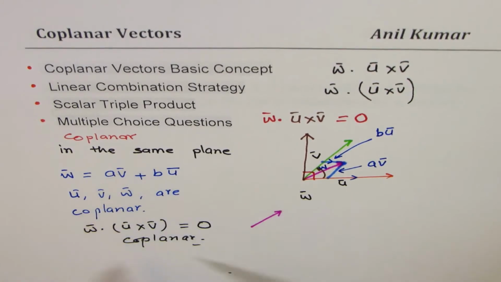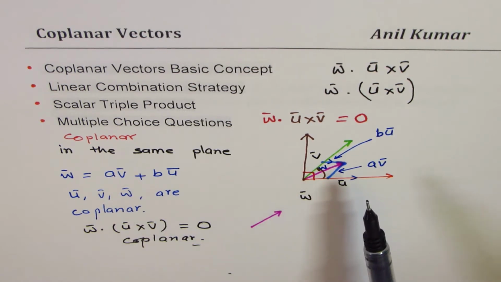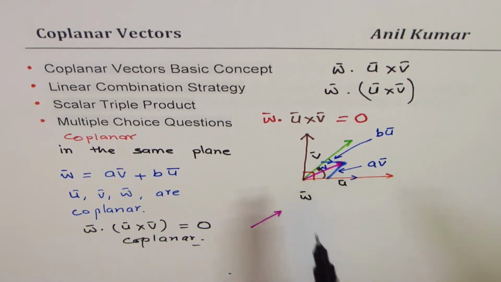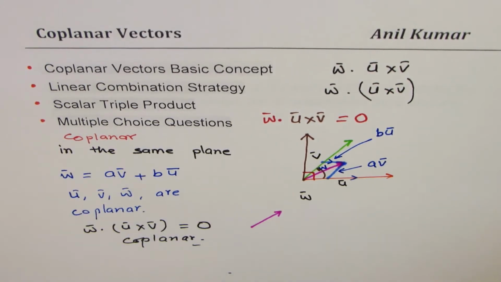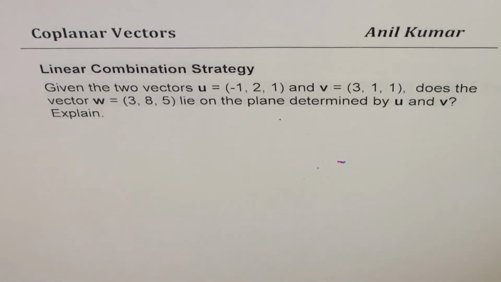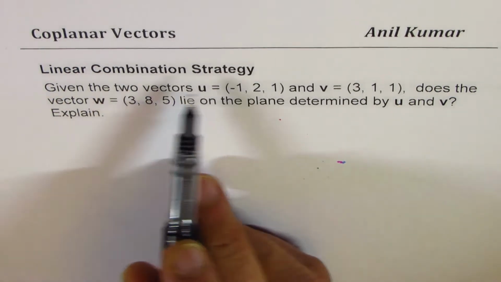Correct? So we have basically understood a couple of strategies here to figure out whether the given vectors are coplanar or not. We are going to use these strategies in solving many multiple choice questions. Now these multiple choice questions could be very tricky at times and lengthy. We will see how to solve them using the strategies learned. So let's take up the first strategy, which is the linear combination strategy.